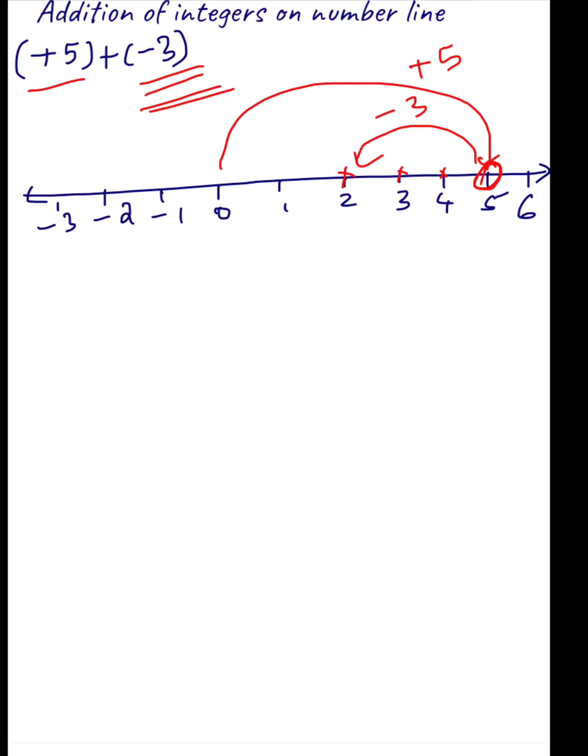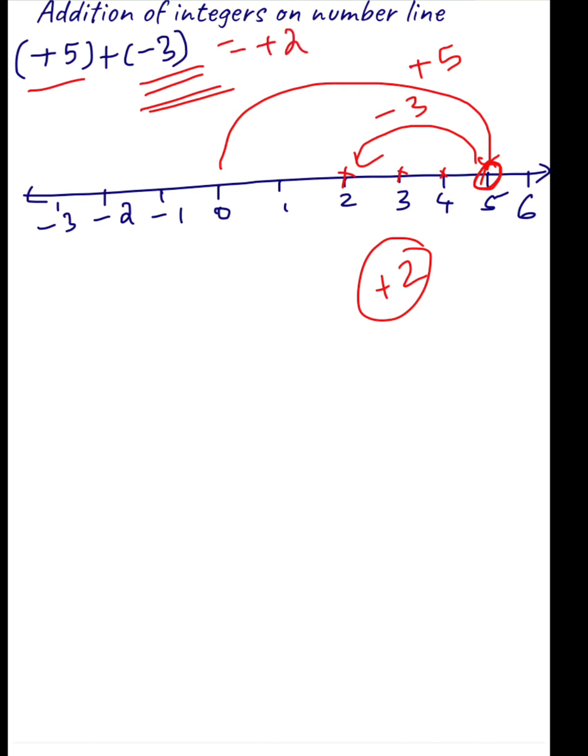That is, from plus 5 you have to move to the left side by how many steps? By 3 steps. Then you will reach where? You will reach plus 2. This is plus 2, isn't it? So what is the answer? Plus 5 plus minus 3 equal to plus 2.